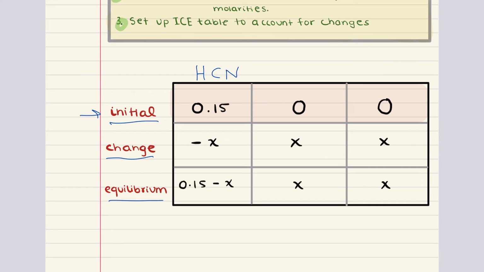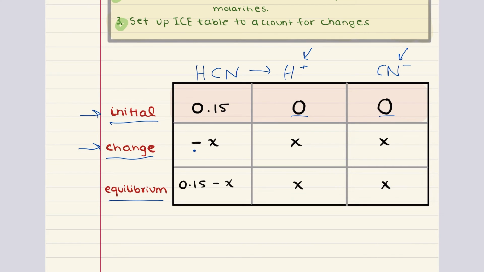It's equal to 0.15. That means that the initial concentration for the hydrogen cations and the cyanide anions are equal to 0. Now, considering that, we can move into our change row here. Since we have no products, our reaction is going to proceed forward to form our ion species. And that means we're going to consume hydrogen cyanide to form hydrogen cations and cyanide anions.